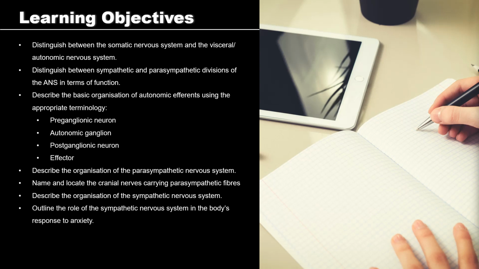Describe the organisation of the parasympathetic nervous system. Name and locate the cranial nerves carrying parasympathetic fibres. Describe the organisation of the sympathetic nervous system. And outline the role of the sympathetic nervous system in the body's response to anxiety.